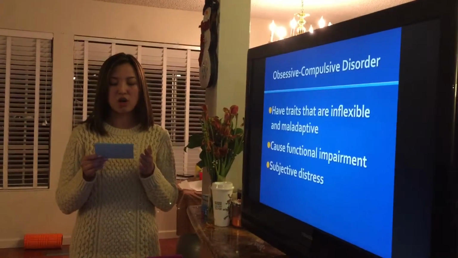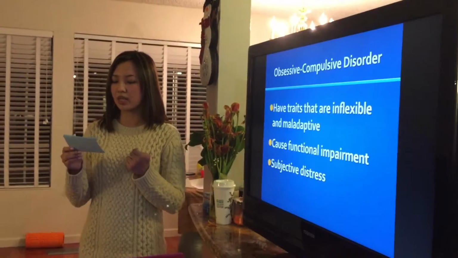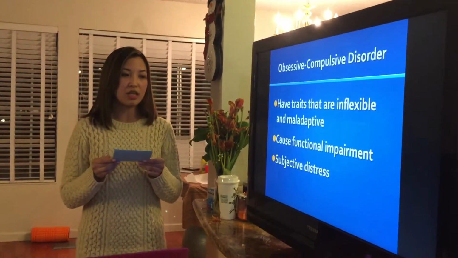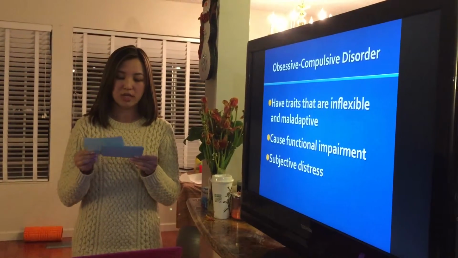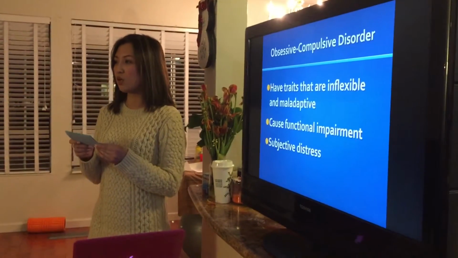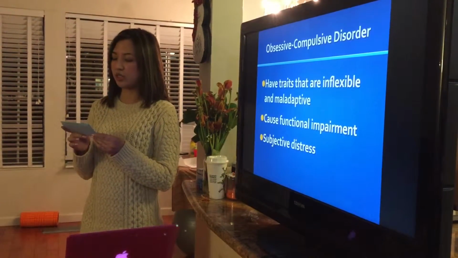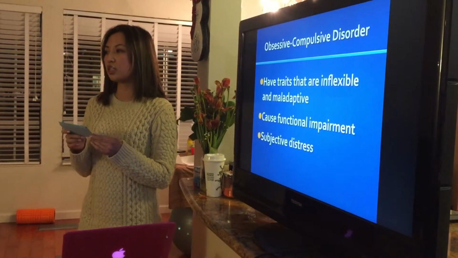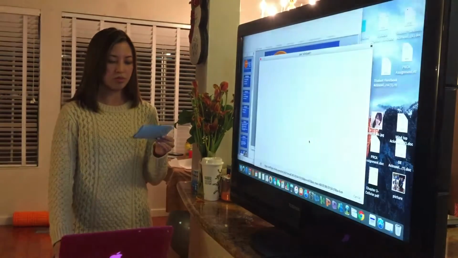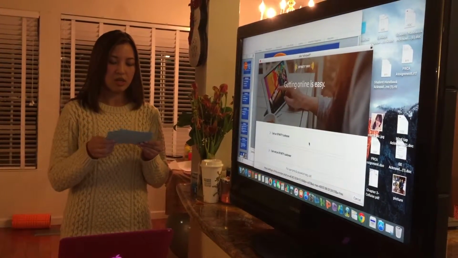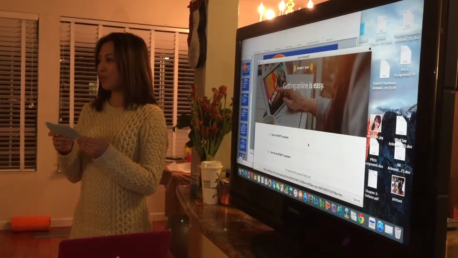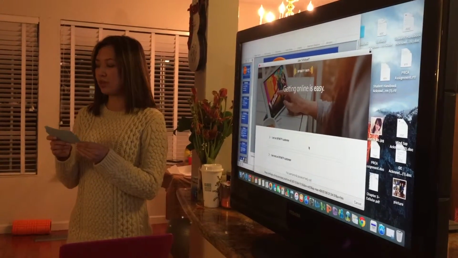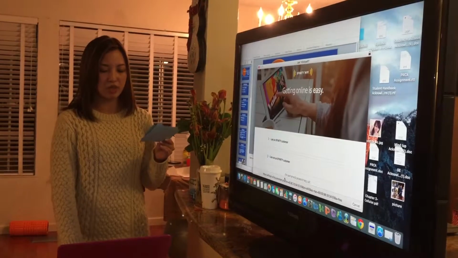Individuals who have OCD, according to Wanda Moore, author of Psychiatric Mental Health Nursing, have traits that are inflexible and maladaptive and cause significant functional impairment and subjective distress. People with OCD don't gain satisfaction from doing their compulsions. They often have the intention of preventing or avoiding dreadful situations such as illness or death. The journey of recovery from obsessive compulsive disorder begins with an accurate diagnosis. Recognizing these symptoms can help the person with OCD come out and seek treatment.